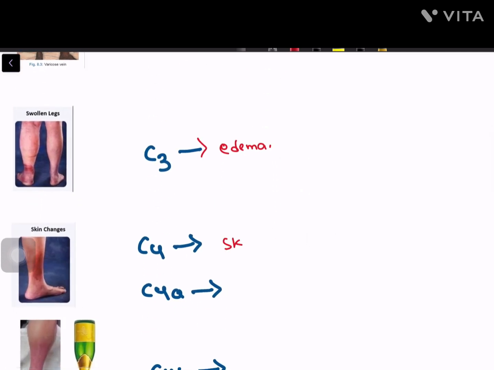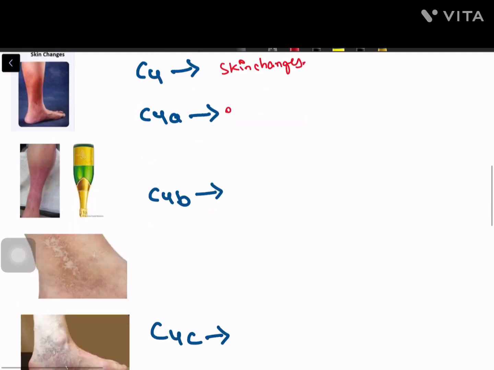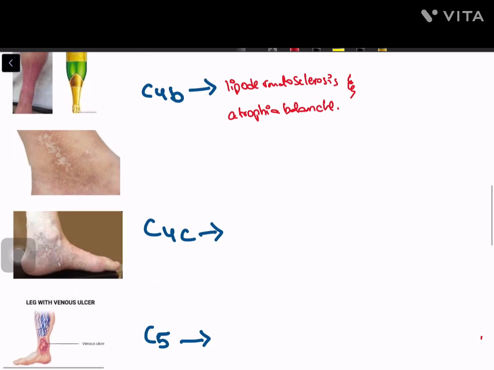C4 is skin changes. The skin changes include C4A, C4B and C4C. C4A is eczema or pigmentation. C4B includes lipodermatosclerosis and atrophie blanche. And C4C includes corona phlebectasia.